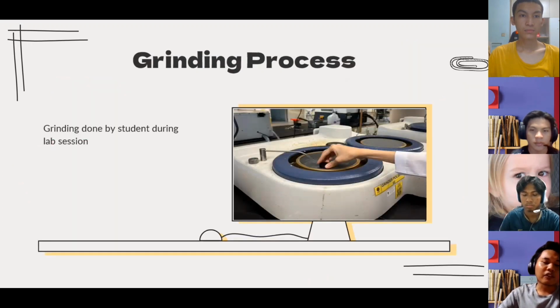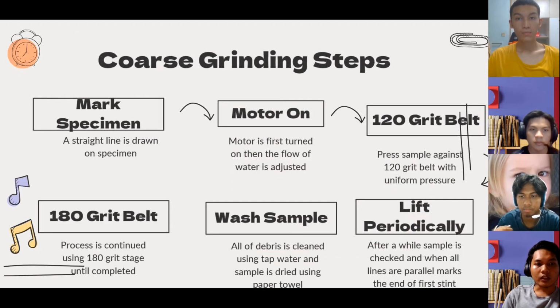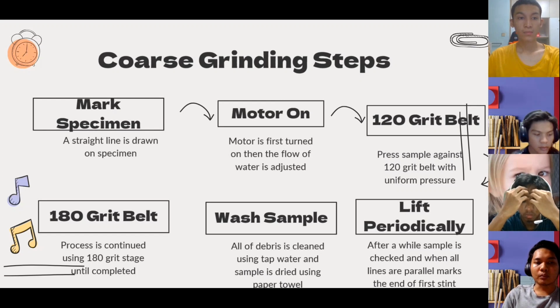Alright, so from the illustration above, we can see that this is a grinding process done by a student during our lab session. Okay, so now I will explain the steps for coarse grinding. The first one is we need to mark the specimen. Firstly, we must draw a straight line on the specimen. After that, we must turn on the motor and the flow of water is adjusted.